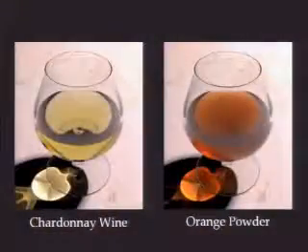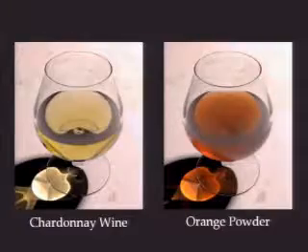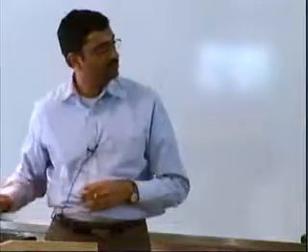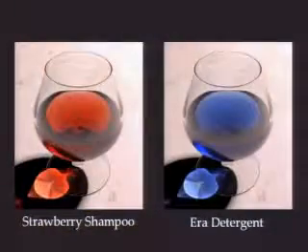So here's wine and orange powder. This is some random concentration of the orange powder. And we did diluted strawberry shampoo, and this is a detergent in Pittsburgh. So you can see all of these nice red and blue caustics.